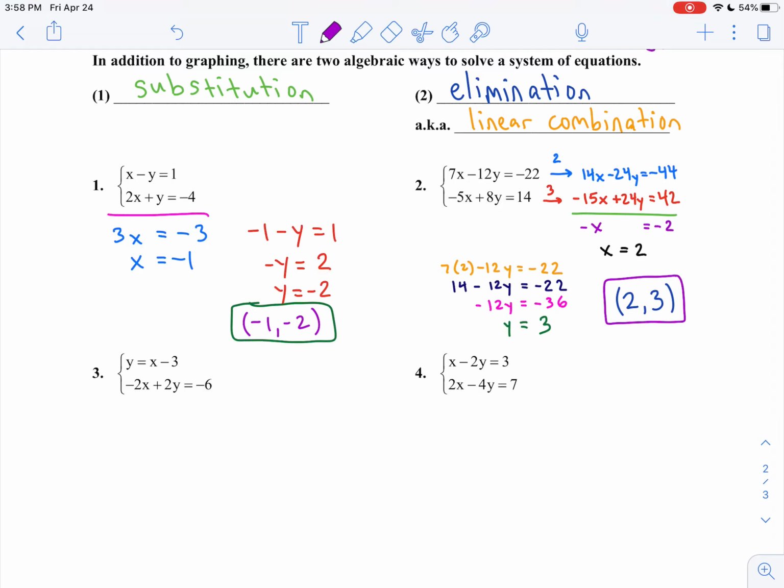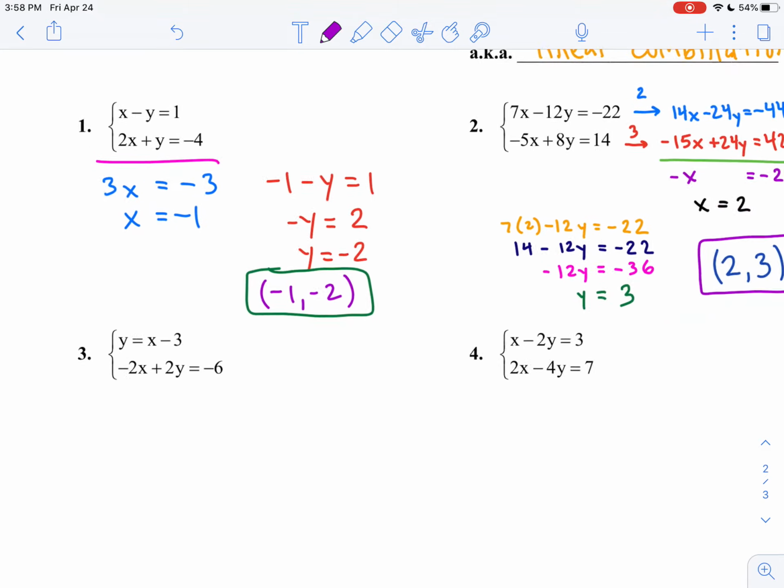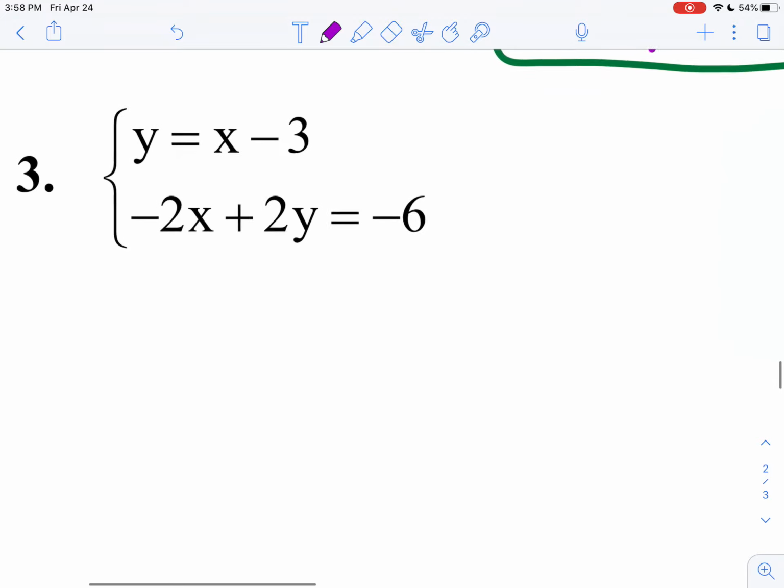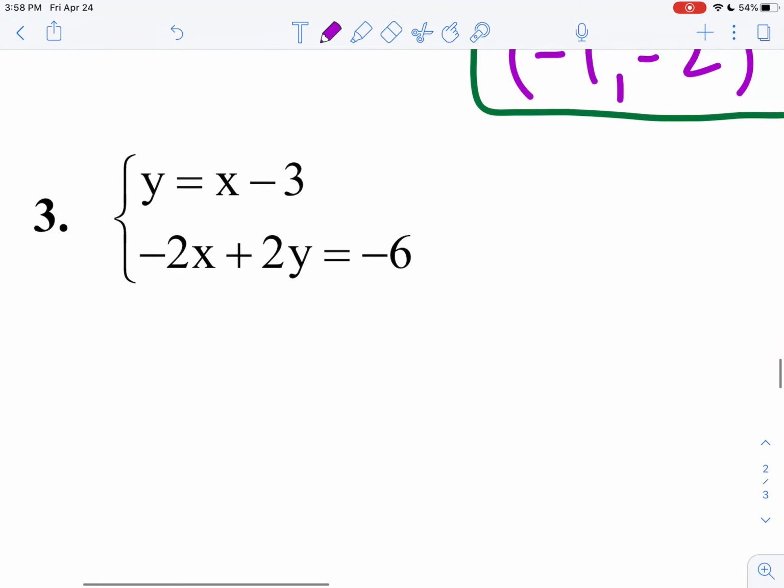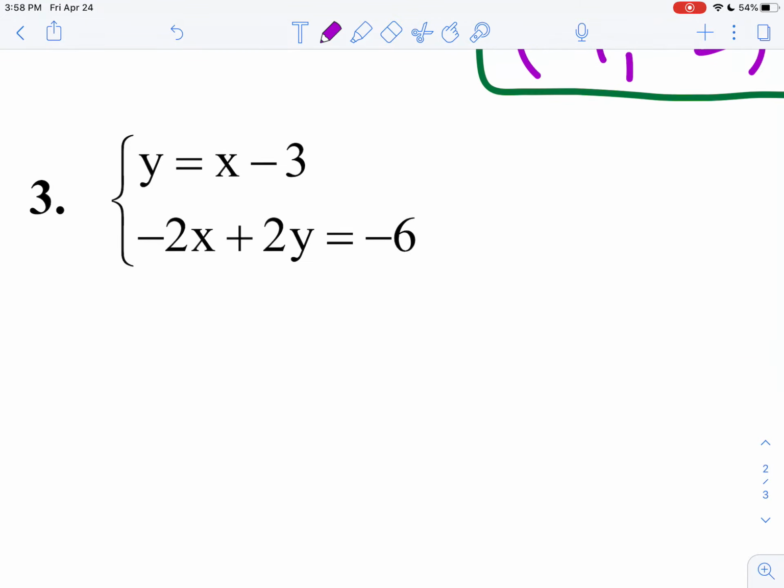So it is your choice. Do you like substitution better? Do you like elimination better? They're both great. You'll use them in lots of different ways in Algebra 2 and Pre-Calculus. I'm going to zoom in. Hope that's okay. If it's not, just yell at me. All right, what I'm seeing on this one right here is y is already by itself. To me, that's a perfect candidate for substitution.